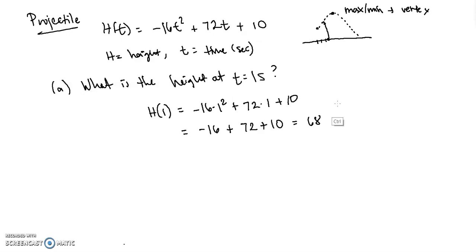No, 66. I knew that didn't look right. Yeah, 66. Okay. So at 1 second, the projectile is 66 feet up in the air. Okay?